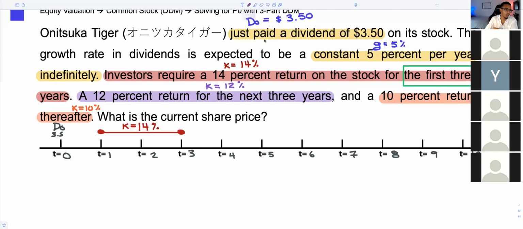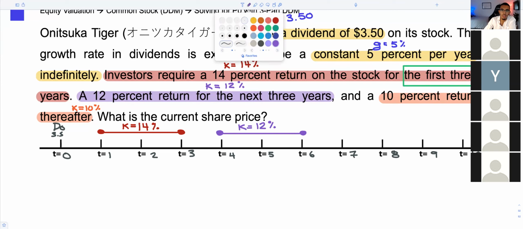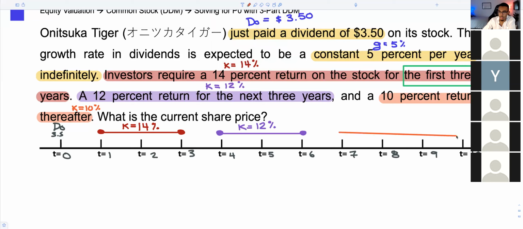Okay. Now we can look at the next step, which is essentially T4 all the way to T6, the next 3 years, right? We know that k will be equal to 12%. Okay. And then we have the last section.